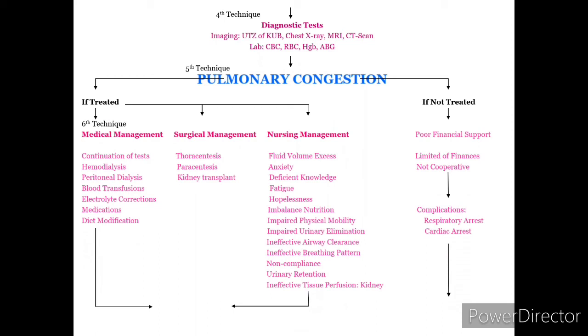Referring to nursing management, we should not limit the student nurses for them to know almost everything, but at least we can teach them how to prioritize 5 items or 5 priorities. And then if not treated, poor financial support, limited finances, not cooperative, until such time that we end up with the 7th technique. That is the prognosis.